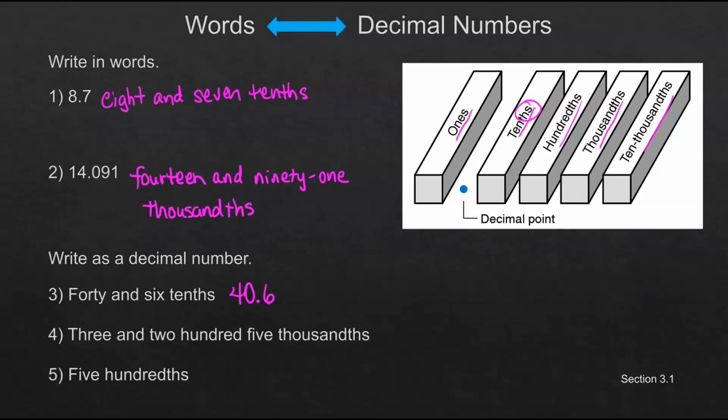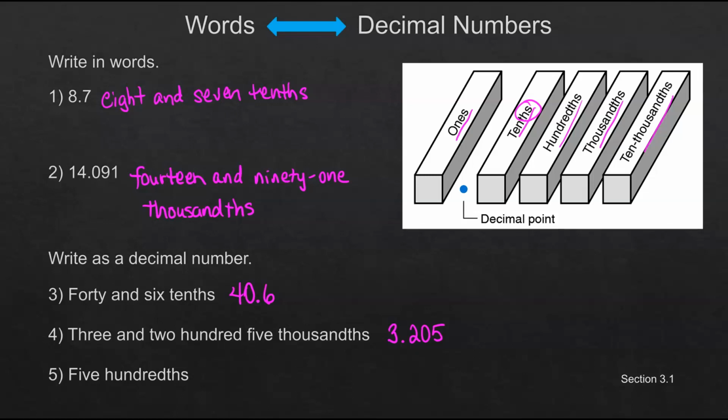On number 4, 3 and 205 thousandths. Now you have to think about that for a minute. 3 and 205 thousandths. That means the 5 has to be in the thousandths place. Sometimes that's helpful to think about. So 3 and 205 thousandths. That puts the 5 in the thousandths place, and there's your number.